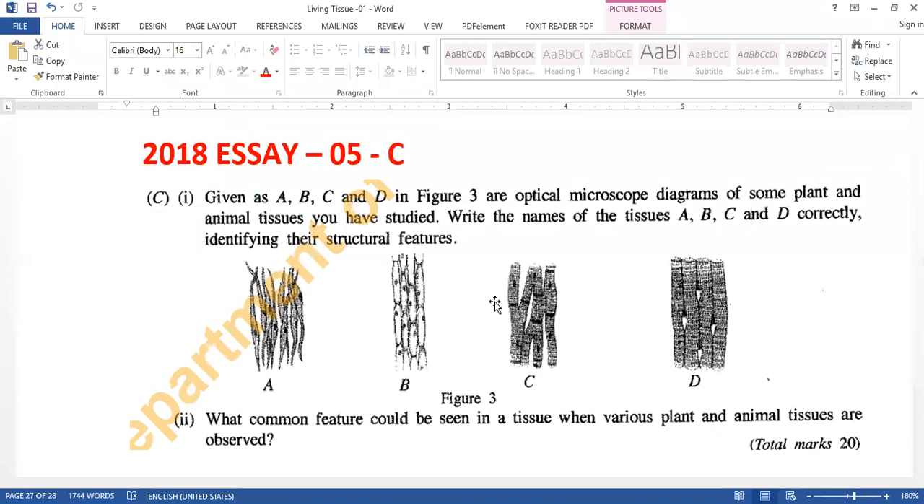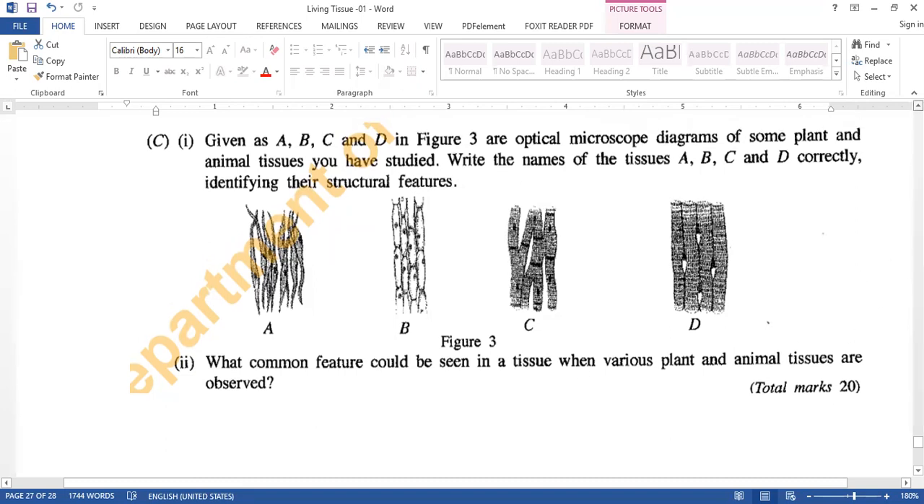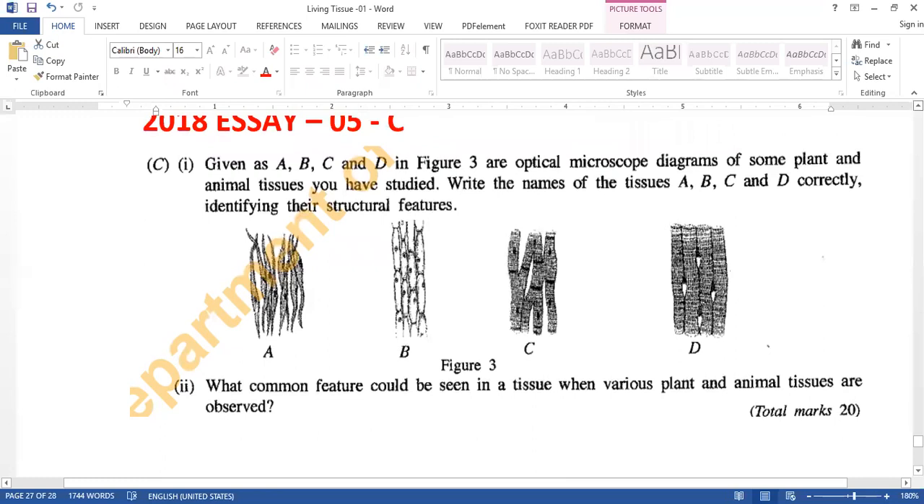And what common feature could be seen in a tissue when various plants and animal tissues are observed? What is the answer? What is the common thing? Tell me. Cells present. Is that the answer? Cells present. How about others? Tell me.